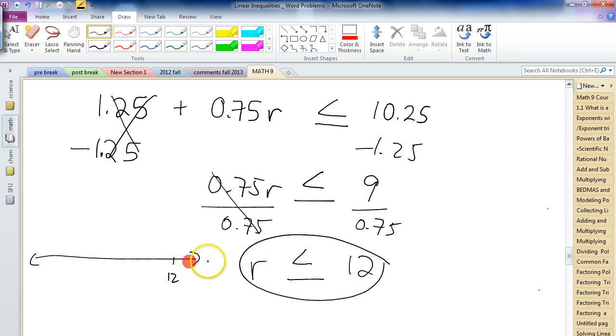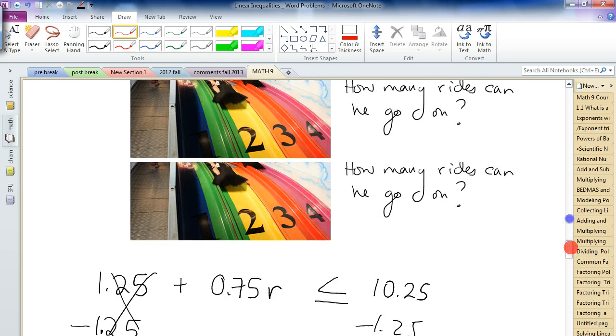Nothing's going to go above it, so no need to put the 12 in the middle. 12, 11, 10, 9, 8, and so on. These are all potential times you can go on a ride. So we do not draw the line, we just shade them in as dots. Because again, you can't go on half of a ride, so you can't draw a line. The other ones you could.